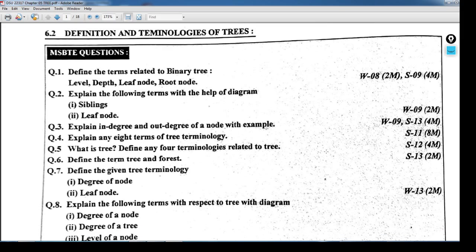After that, these are the different questions which were asked in your exam. Definition and terminologies of trees. Define the terms related to binary tree like level, depth, leaf node, root node. So there are different terms related to trees and binary tree is a type of tree. So the next topic will be tree terminologies and after that types of trees. Based on those topics, these are the questions which were asked in your exam.